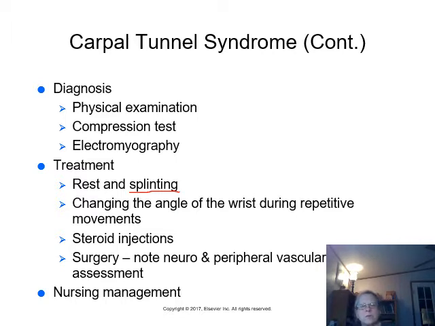Changing the angle of the wrist during repetitive movements, that's the problem. And if you don't, we're going to cause problems. If the splinting does not work, the doc may choose to do steroid injections. So that's the next step before they want to go in and start doing surgery. And once again, if we do surgery, we're going to look at neural and peripheral vascular assessment. You know, the numbness, the tingling, looking at the capillary fill, the color of the fingers, and the warmth of the hand.